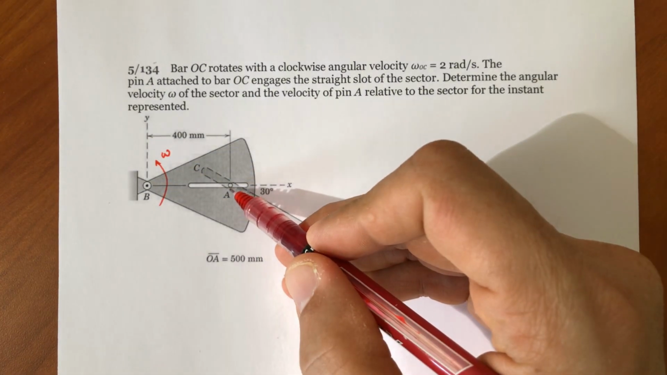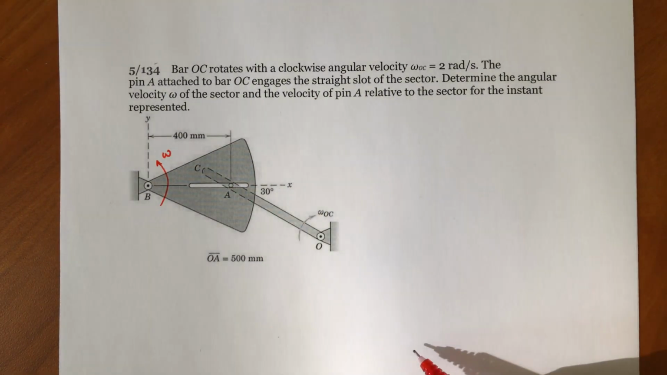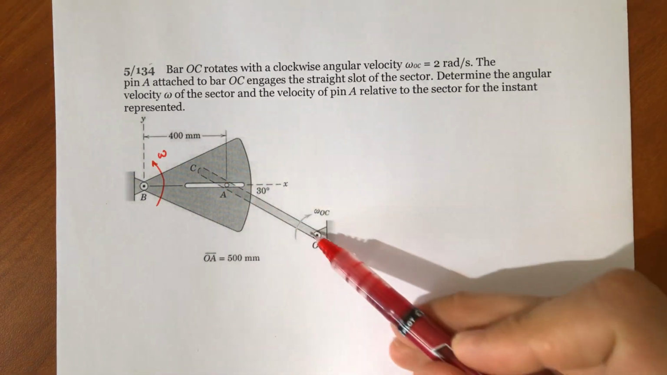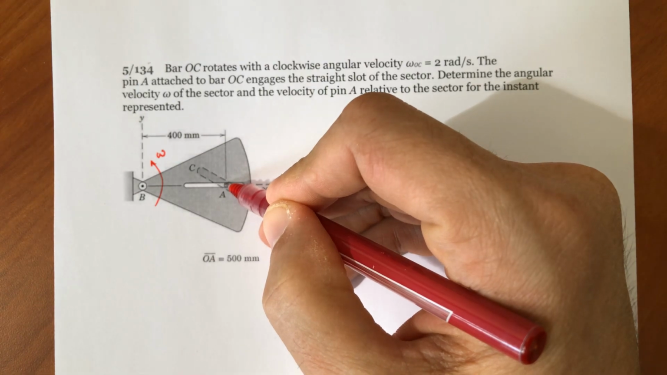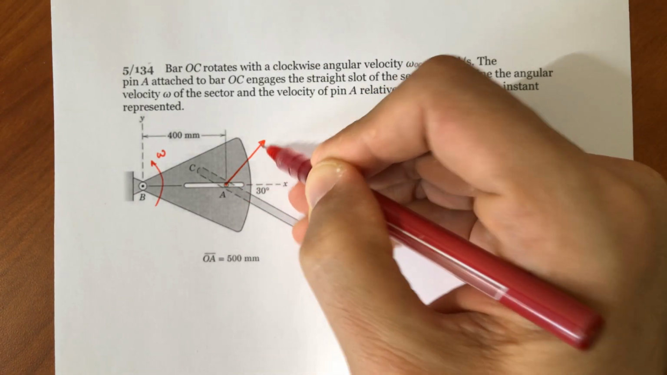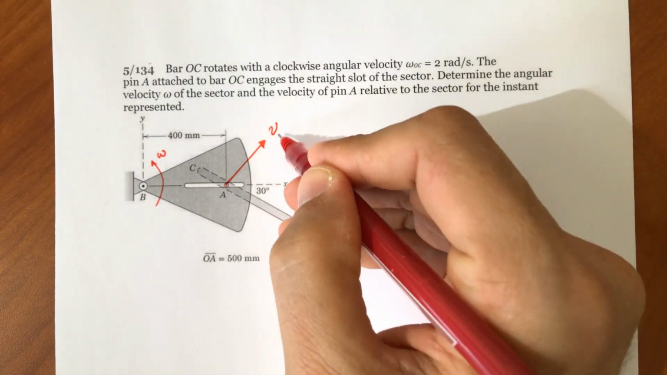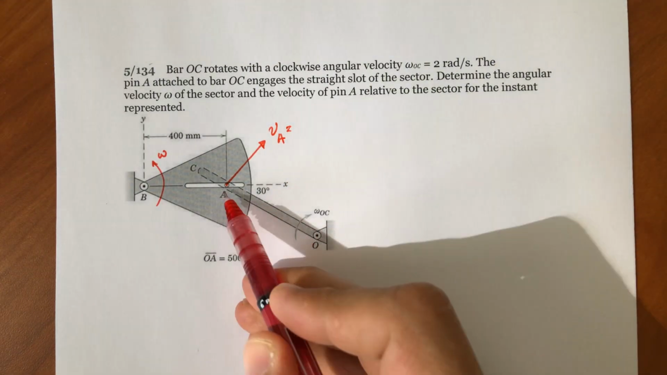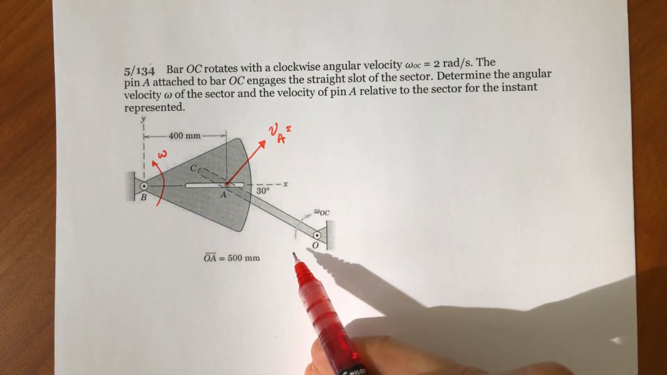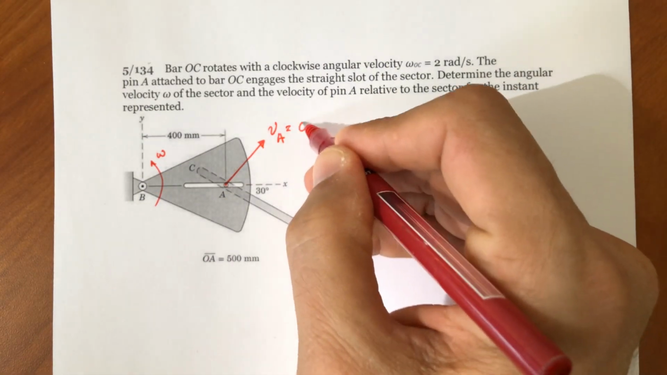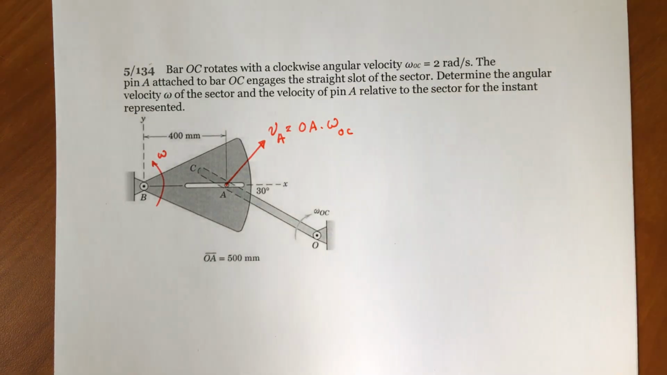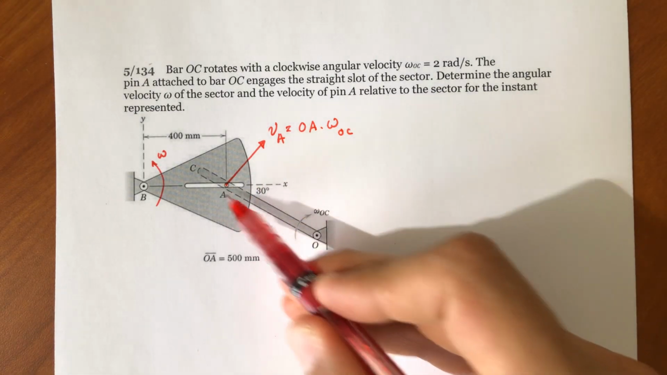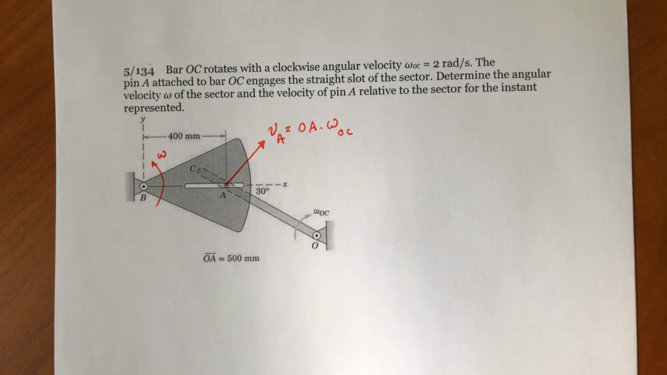Do we know the actual velocity of A? Yes, we do. How? A is on this arm, and this arm is rotating, right? So the velocity of A simply is going to be r times omega in this direction. Velocity of A is going to be OA times omega of that bar, which is OC. And the direction of it is going to be perpendicular to this bar. So we know the actual velocity of A.